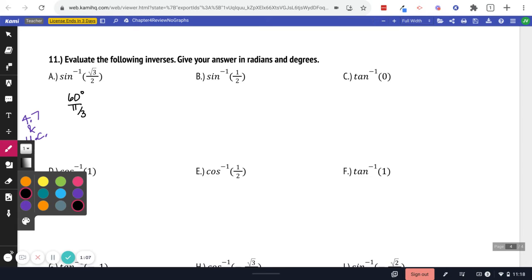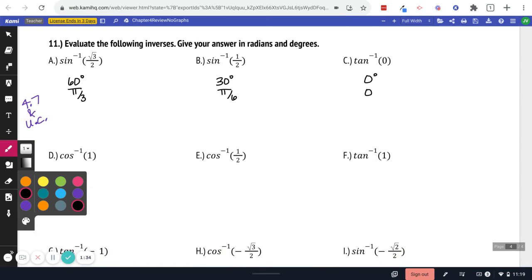Right, it asks for our answer in radians, and it asks for it in degrees. Sine inverse 1/2, I'm in the sine column, I find 1/2. I get 30 degrees, I get pi over 6. Tangent inverse of 0, I get 0 degrees, or I just get 0 radians. And I'm just looking for, okay, in the sine column, where's root 3 over 2? What's the angle that matches for it?